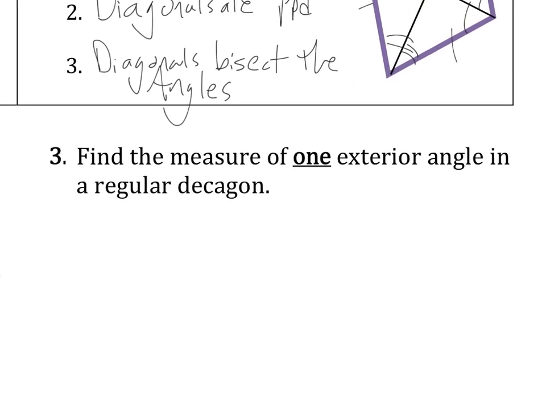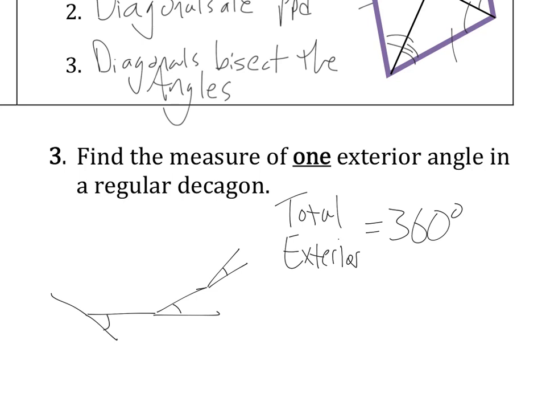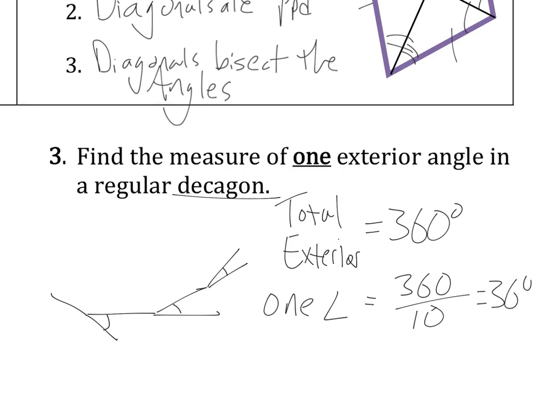The next question is an exterior angle. Well, if we think about a decagon, a decagon has 10 sides. It's going to be tough to draw exactly, but if we just think about part of it, if we take all of the exterior angles here, remember they all add up to 360. So the total exterior is 360. And so if they all add up to 360, one angle is going to be 360 divided by 10 because it's a decagon. A decagon has 10 sides. And so this is 36 degrees.